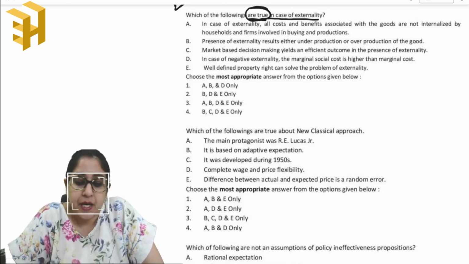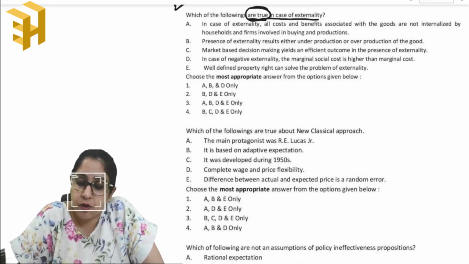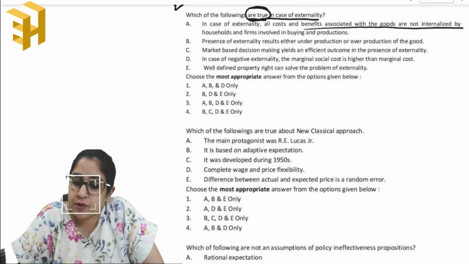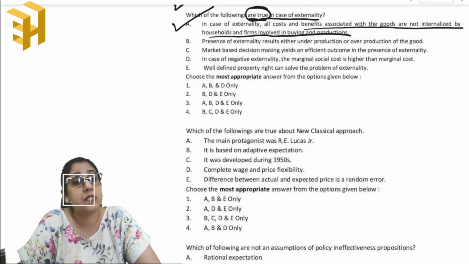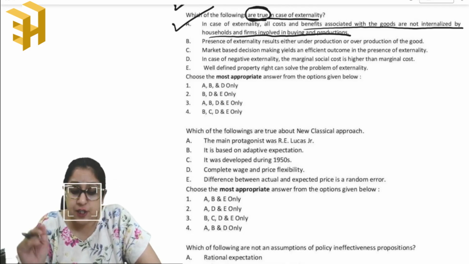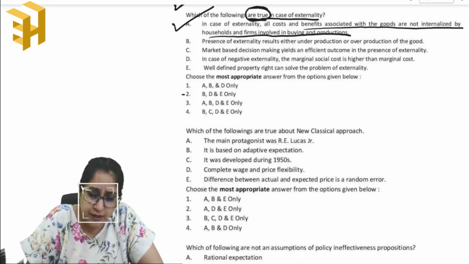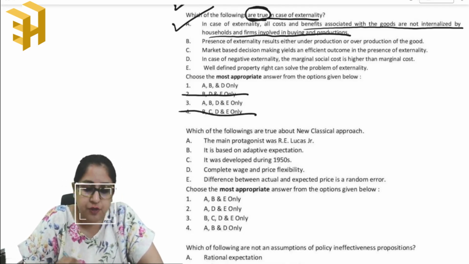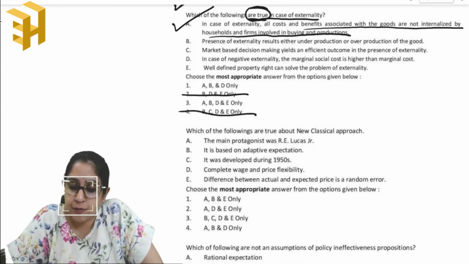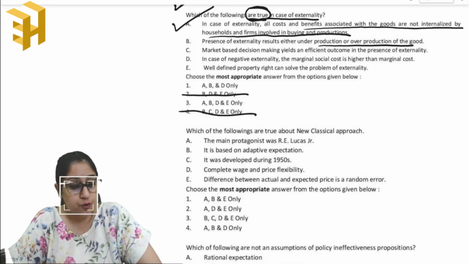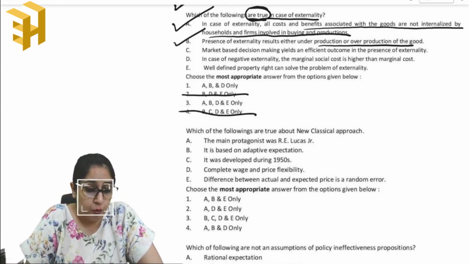Statement A. In case of externality, all costs and benefits associated with the goods are not internalized by the households and firms involved in buying and productions. This is the very statement of externality, right? So A should be there. So it is not there in option 2. It's not there in option 4. Next. Presence of externality results either in underproduction or overproduction of the good. This statement is also true.